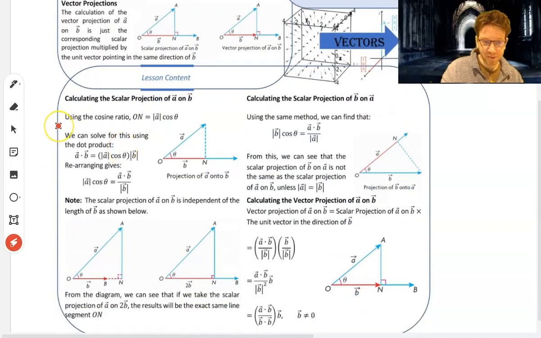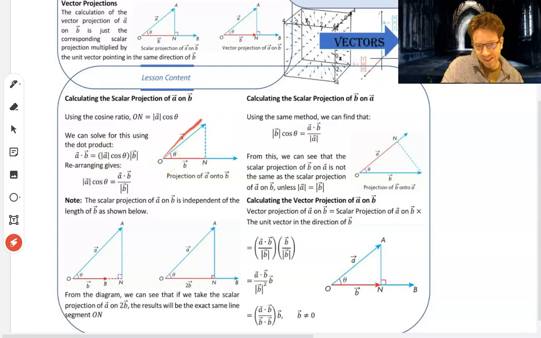Well, I said it comes from the dot product, so let's start with the dot product. Here we have vector A, and here we have vector B. So our dot product, A dot B, our geometric dot product, is the magnitude of A times the magnitude of B times the cos of theta. But you see, I've rearranged it slightly. I've put the magnitude of A next to cos theta.